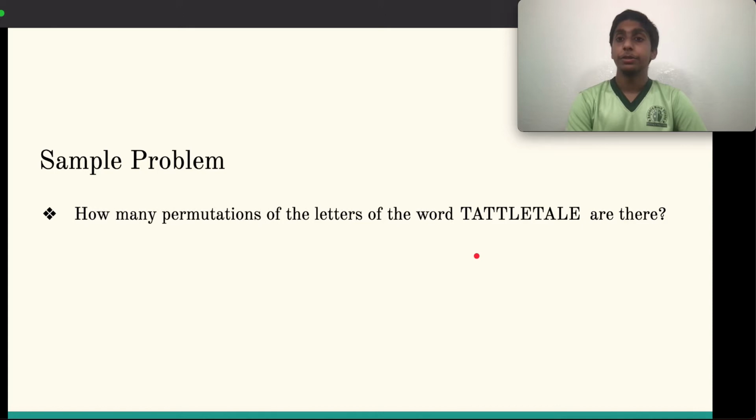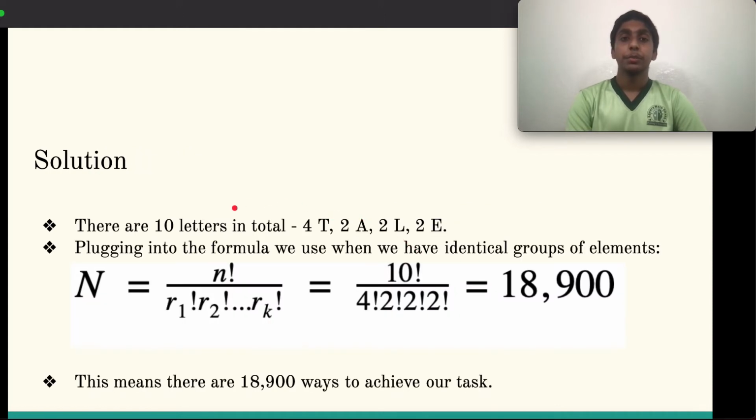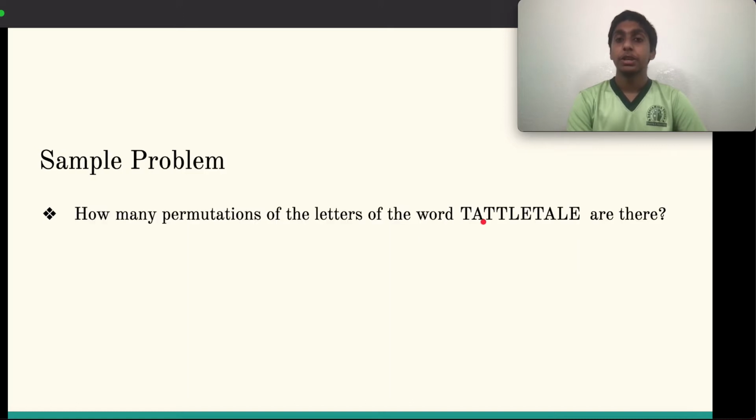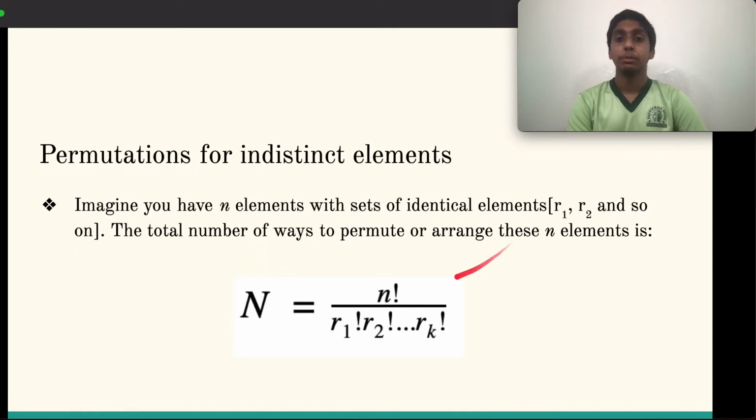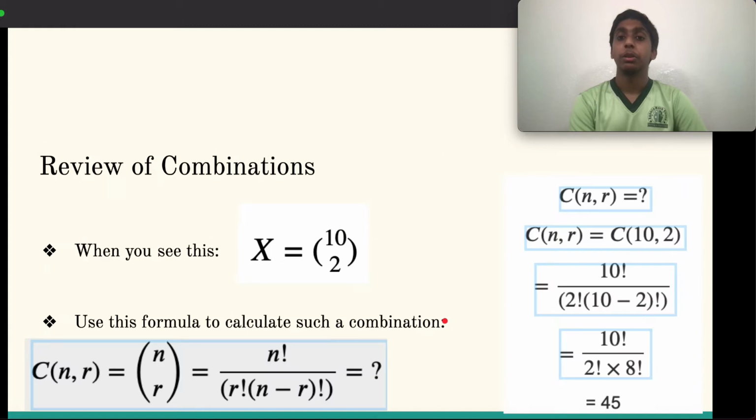Okay, so hopefully you tried it out and you got your answer, so let's go into how you can solve this one. So there are 10 letters in total: 4 T's, 2 A's, 2 L's, and 2 E's, right? In the word tattletale. So the T's are all similar. They're identical elements. So that means we need to use that formula that we had for identical elements right here. N factorial over R1 factorial times R2 factorial until RK factorial.